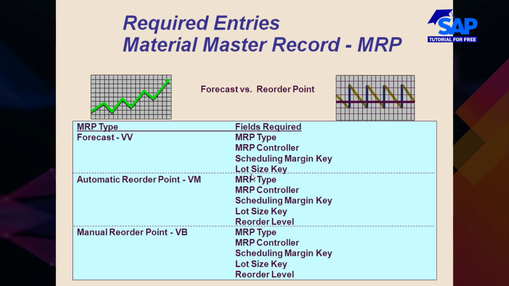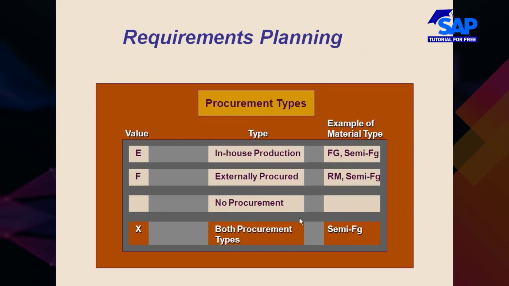These are the 4 mandatory keys for forecast-based or stochastic planning. In case of reorder point planning, what is the reorder level, the reorder point? Okay, this one gets added. Apart from these 4 plus the reorder level, all these parameters are required. Then the next thing is something called the procurement type indicator. This is the one which will actually control everything.